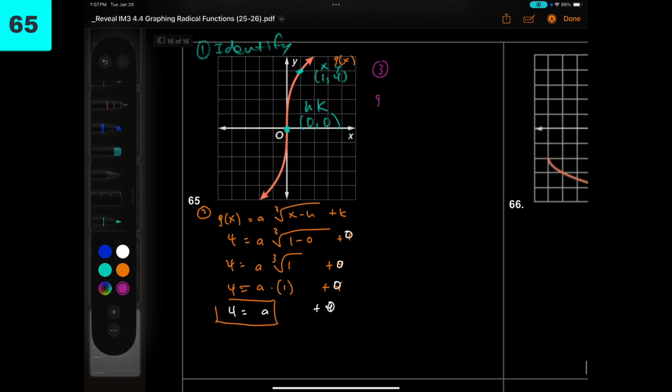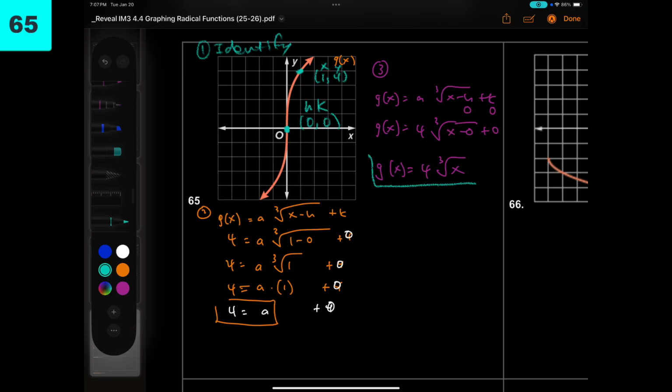Okay, let's write our equation. So the a value is 4. Okay, pay attention. The h value is 0 and your k value is 0. So it just means you're going to have x minus 0 plus 0. So that just means that the graph is vertically stretched by a factor of 4. And that's your answer.